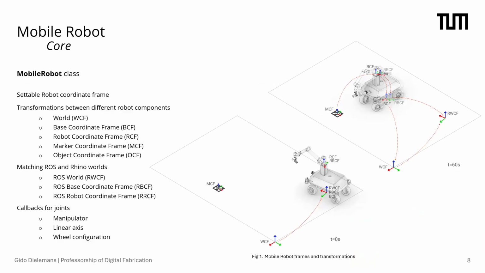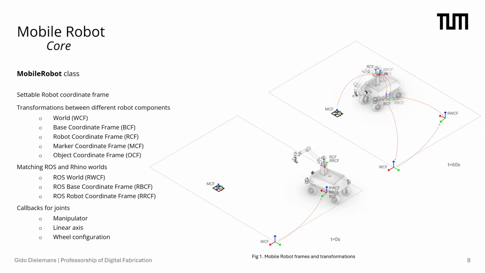All right, so the mobile robot class. When the robot is started, you can see here at T0, the robot is at a specific position which also coincides with the base frame of ROS. So whenever the robot starts, it says it's in world 0. Then when we start moving it around, it navigates from that position. However, this frame is not always the same as the one that we have in Rhino, so we also have to have that transformation listed in there. Then we have, as I mentioned before, the callbacks for different joints: the manipulator we have for our robot, as well as a linear axis, and then the wheel configuration.